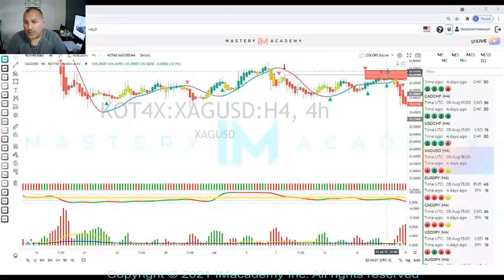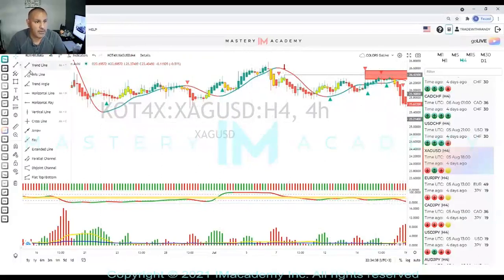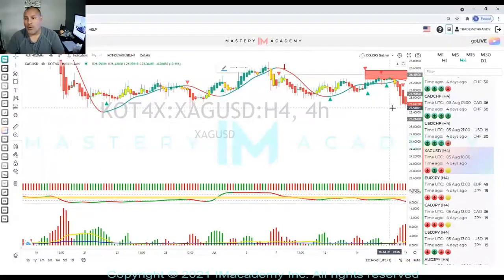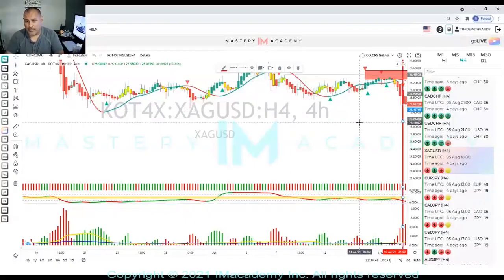Now that we found it, you see the most recent red triangle is right there on the 4-hour time frame at the very edge of the screen. Then we do what? We're going to drop a vertical line on that red triangle, and we're going to make it as thick as possible.